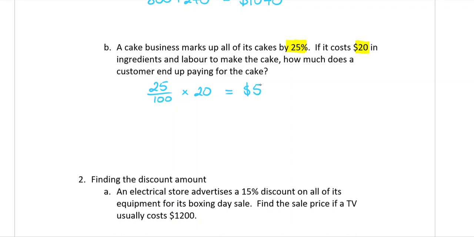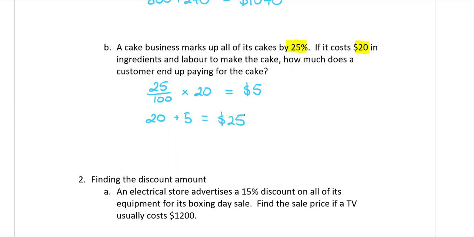Okay, so that's going to be added on to the cost of making the cake. So 20 plus the 5 means that they're going to charge $25 for that cake.